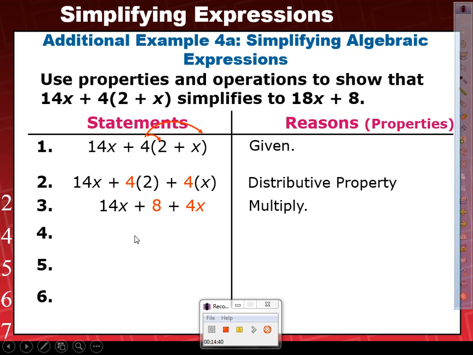So look at them. For step 4, what would we need to do next? Think about it. What do we do next? Talk it over with your neighbor. What do we do next?